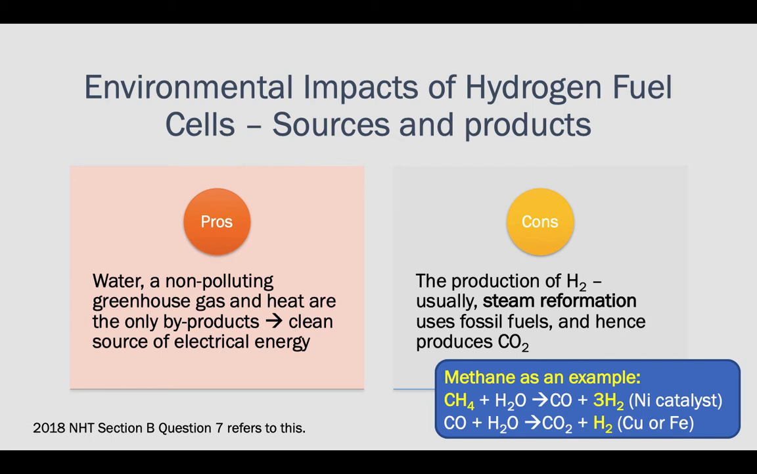However, the bad side of that is to produce hydrogen. So where do we get hydrogen? It cannot really be mined. Industrially, we are using a process called steam reformation, the source of which is actually fossil fuels. For example, with methane, the reaction is written here. We're using methane to react with water at high temperature using nickel as a catalyst to produce hydrogen, and the carbon monoxide thus produced can again react with water to produce some more hydrogen using copper or iron as catalyst.